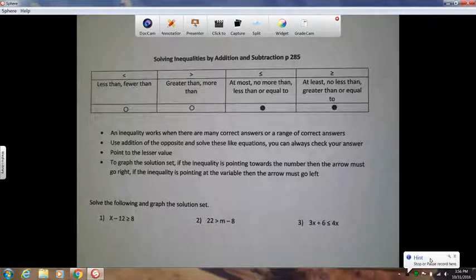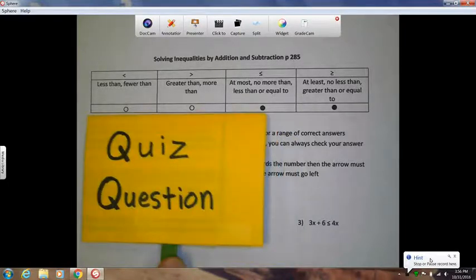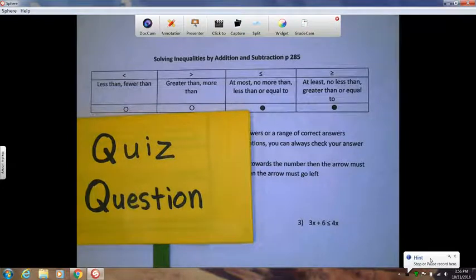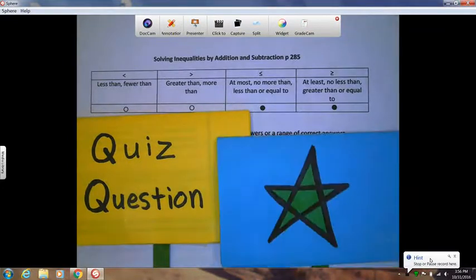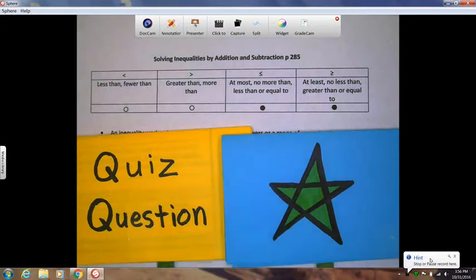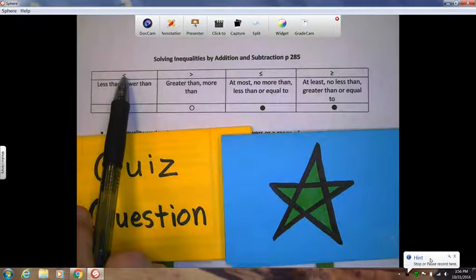Solving inequalities by addition and subtraction. So when I start looking at this, this is a quiz question and something you really need to know. That is this chart. You need to memorize what this symbol means. That is less than, or this is greater than.